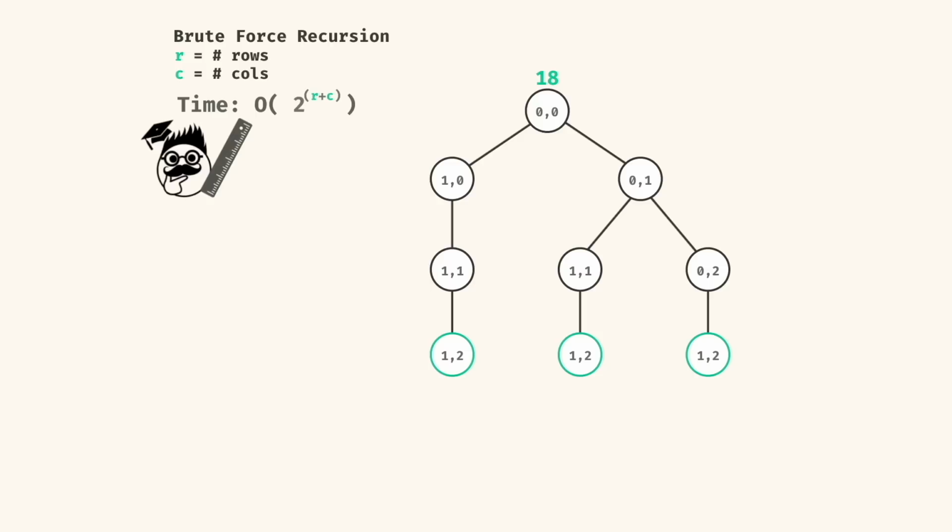I know any path that travels from the top left to the bottom right must cover all of the rows, R, and all of the columns, C. And so the entire path length would be R plus C. In a similar way, I'll say the space complexity is R plus C due to the stack space required by this recursion, right? If the height of this tree is R plus C, that means the stack space used by my recursion is also going to be R plus C.